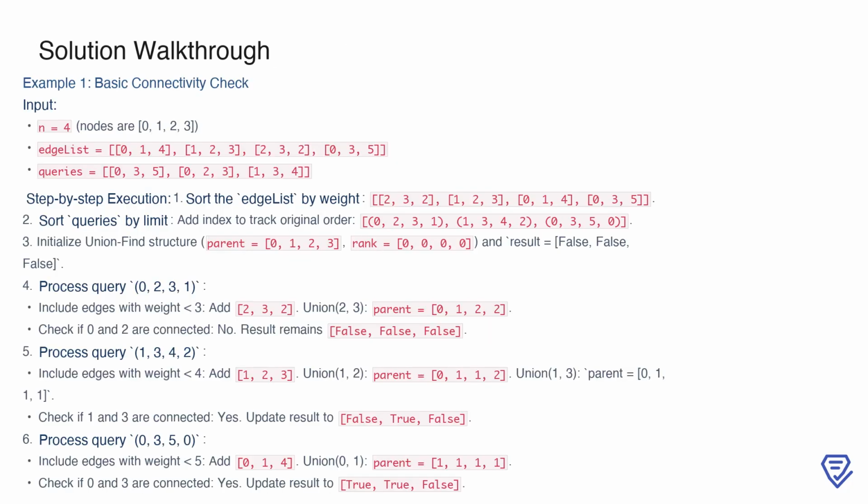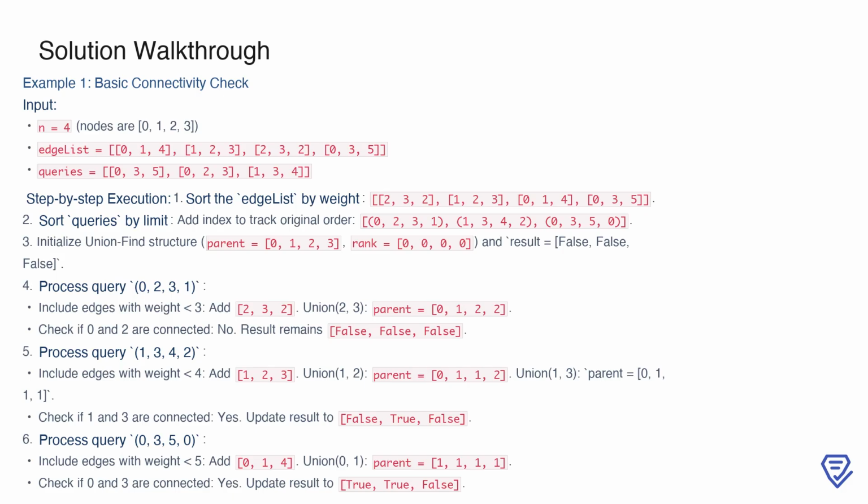To solve the problem, we start with the first example. Here, we have 4 nodes, and the edges between them are provided along with their respective weights. Our goal is to determine whether the specified queries about connectivity under certain weight limits are satisfied. The first step is to sort the edge list by weight. This gives us the edges in ascending order of their weights, making it easier to process them incrementally. Similarly, we sort the queries by their weight limits, while maintaining their original indices for the final result.